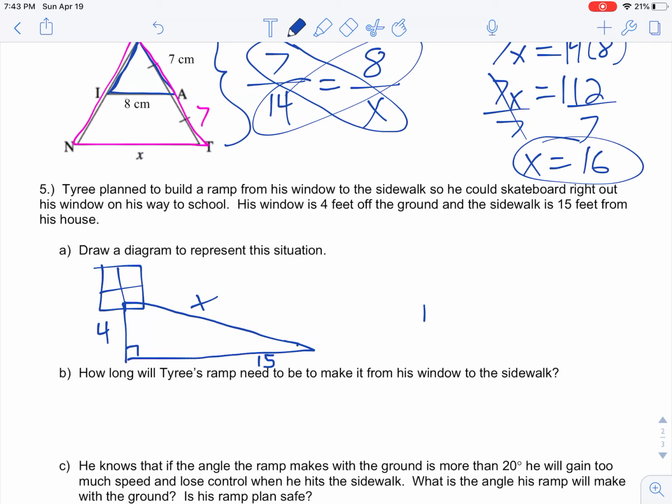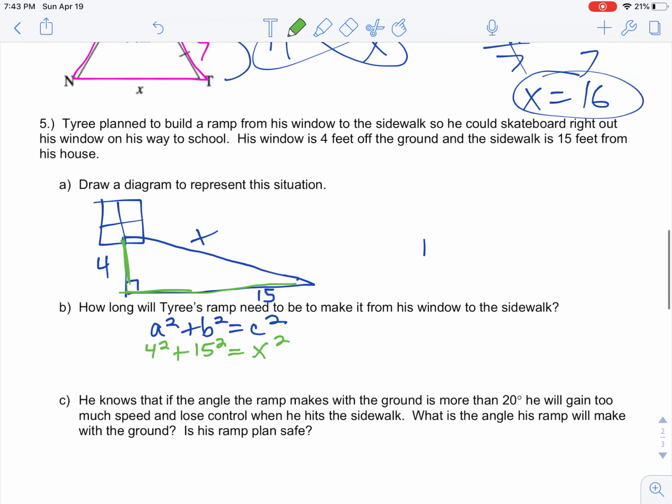So we have 2 different lengths of that triangle. Since it's a right triangle, we could use the Pythagorean theorem to figure out the length of x. A squared plus b squared equals c squared. So a and b are always going to be your legs of the triangle. The legs are the sides that make up that right angle. So these are your legs. So we can say 4 squared plus 15 squared. Now the legs could be mixed up if you want. You could have written 15 squared plus 4 squared equals c squared, which is x squared.